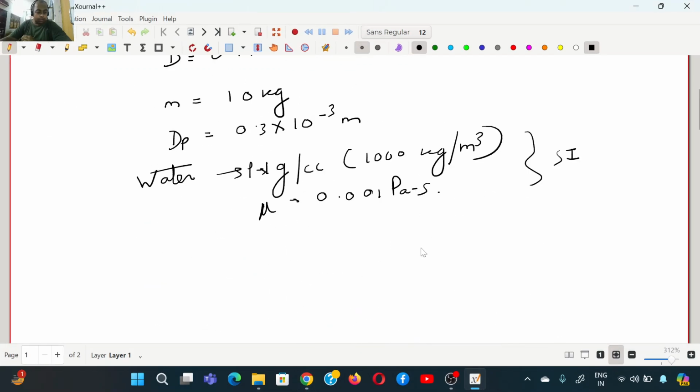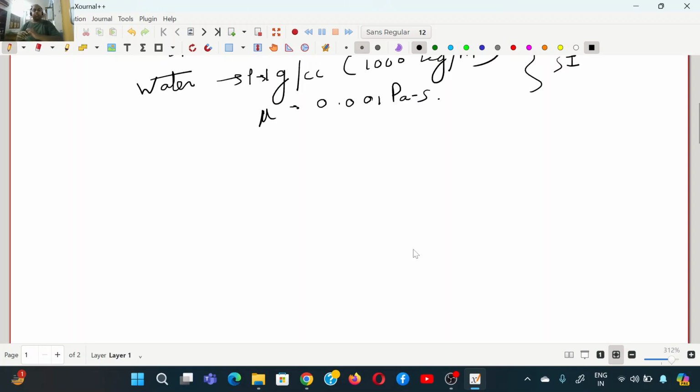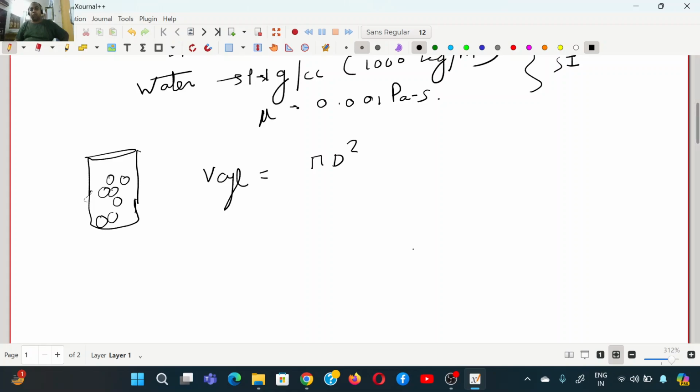So we have to find the voidage first. So this is the cylinder. It has got some packing inside. So first we'll find the volume of the cylinder. Volume of the cylinder is what, pi d square by 4 into h.